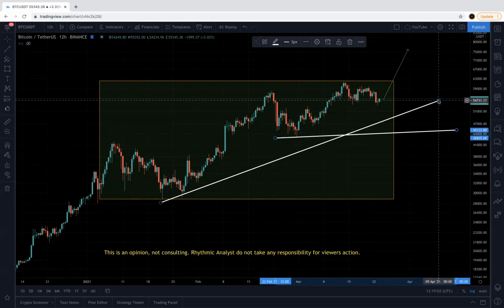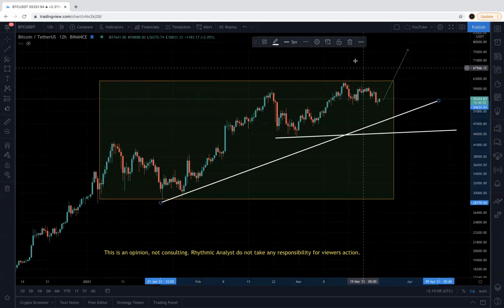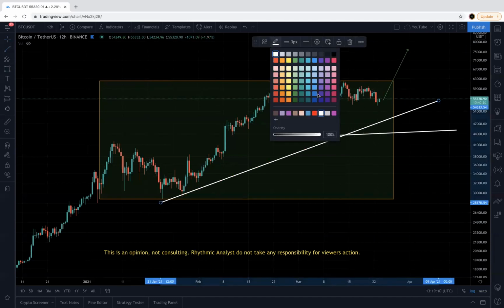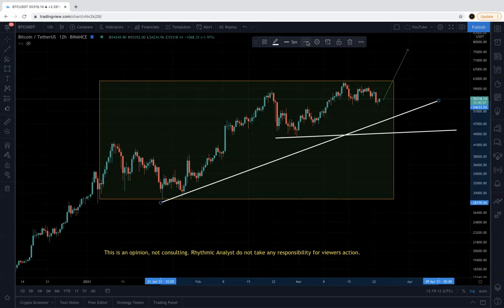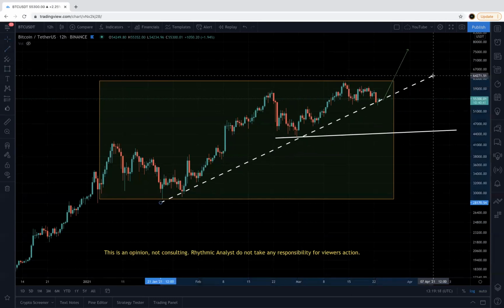Just to distinguish, because color schemes are important for me, I'll make this a dotted line. So this white dotted line is a trend line. Right now it's at this angle, but let's say it doesn't move up, just as a scenario.